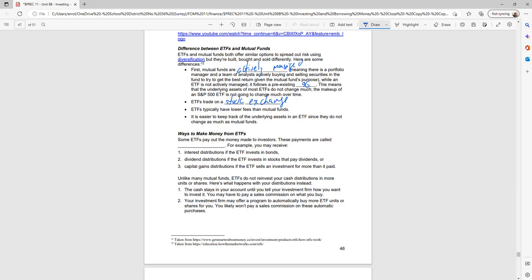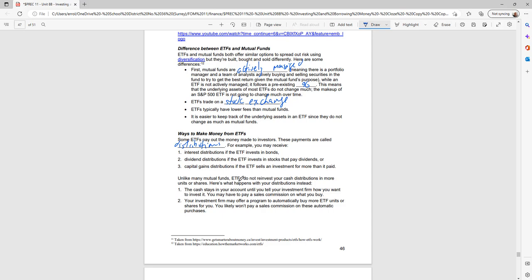Now, ways to make money from ETFs. Some ETFs pay out money made to investors. These payments are called distributions. For example, you can get interest distributions, dividend distributions, or capital gains. So interest, of course, is sort of like a savings bond. They pay you for holding it. Dividends is if the company makes money, they pay you back. Capital gains is if the ETF increases in value.